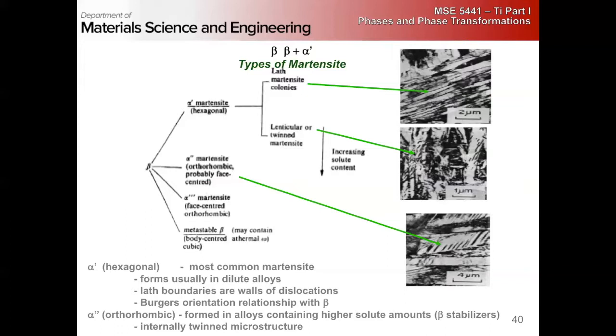So that's the equilibrium diffusional transformation, right? If we cool quickly, we don't have time, so we'll go to beta plus alpha prime martensite. There are actually 3 known martensite structures.